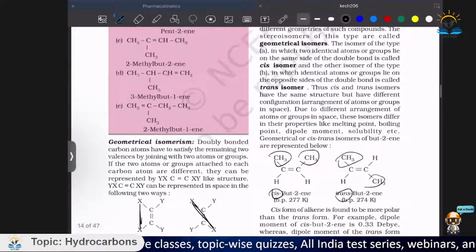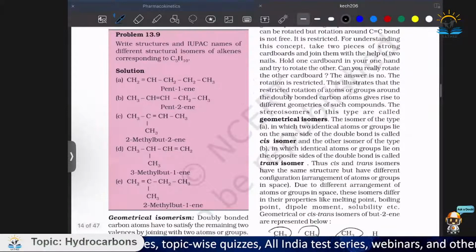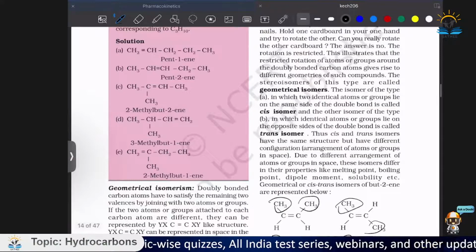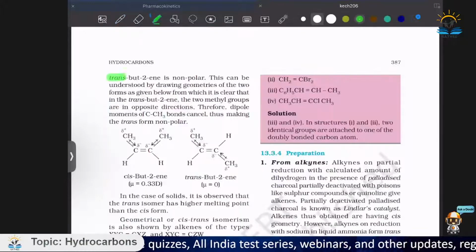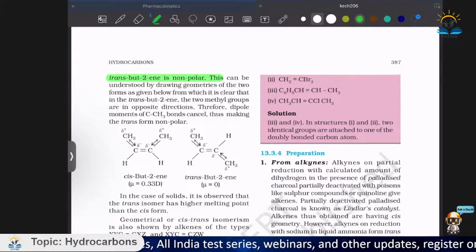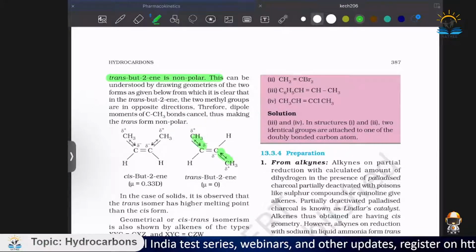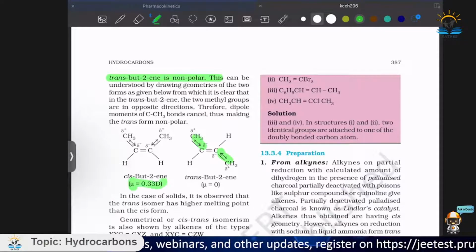Now they have some properties, the cis and trans. First thing, for example, trans-2-butene is non-polar. Why? Because the dipole moments cancel each other. They are on opposite sides. But cis-2-butene is polar. It has a dipole moment.